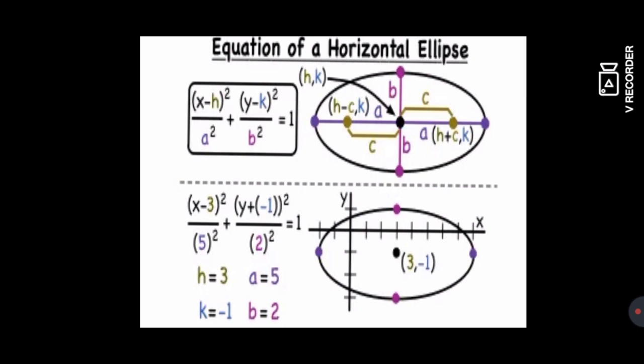So h is equal to 3. Then k is equal to negative 1. Then a is equal to 5 and b is equal to 2. So if you graph it, let's graph the result.